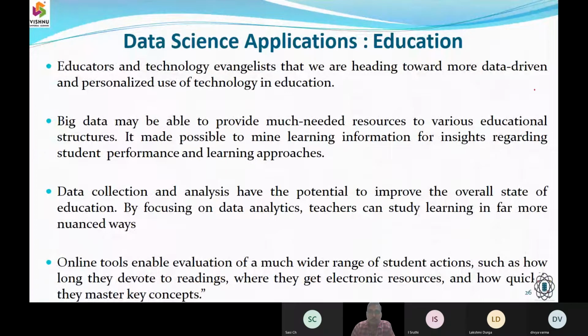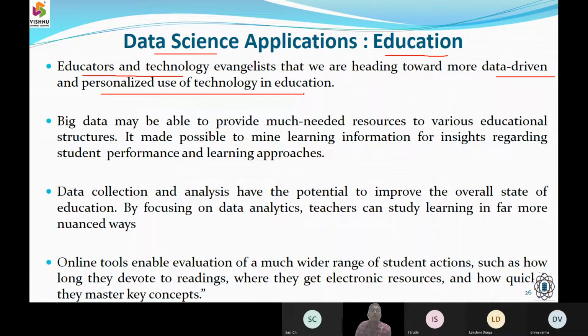Another application where data science is going to be used is in education technology. We are going to call it edtech services. In this case, they are bringing technology towards education, and it is totally data driven, with personalized use of technology in education.